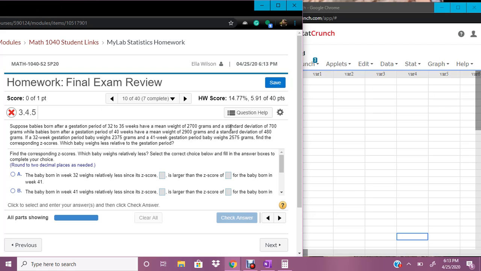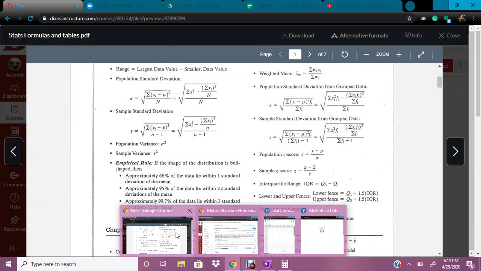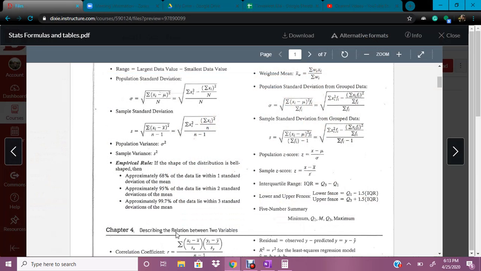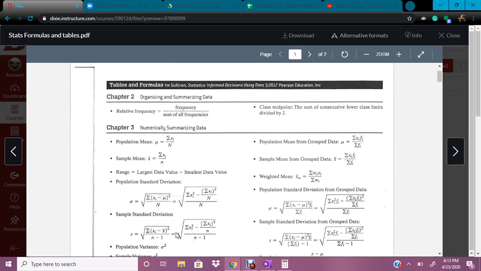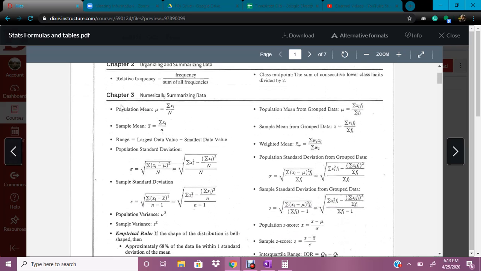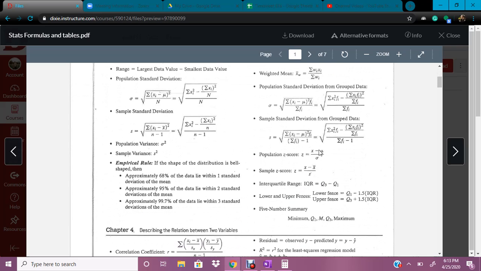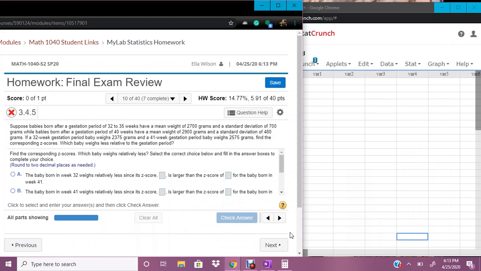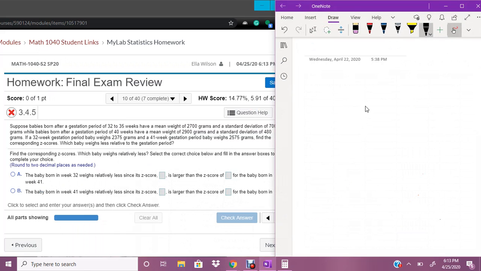So it gives us all this data, but first what I want to know is what I need to know to compute a z-score. And if you're not sure what the formula is, no worries, because it's in the formula sheet under chapter 3 right here. We're going to be looking at the number it gives us minus the mean and standard deviation. So I'm going to write it down so I don't get confused.